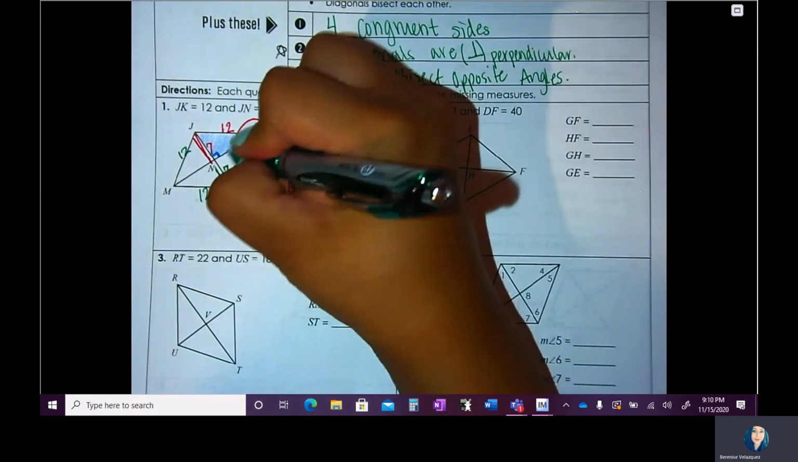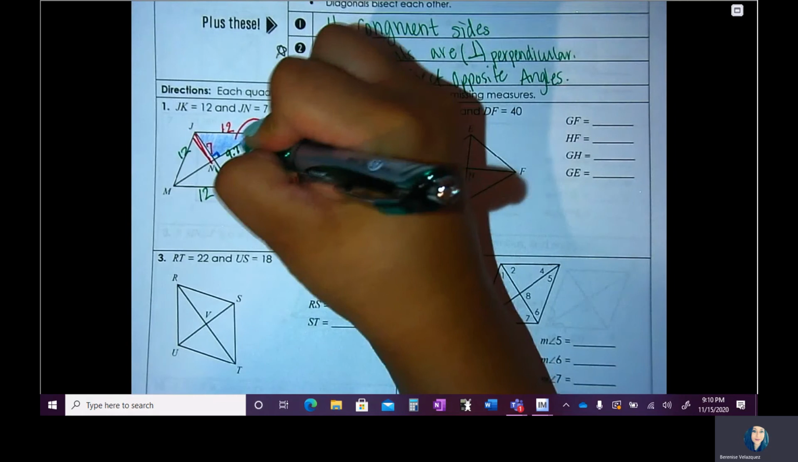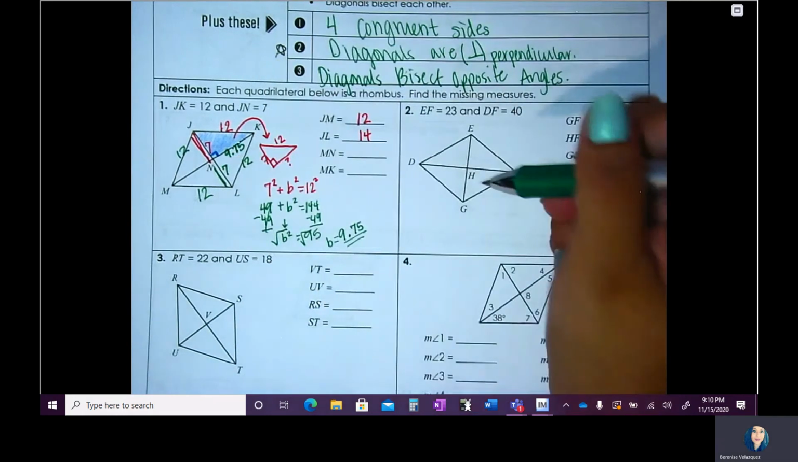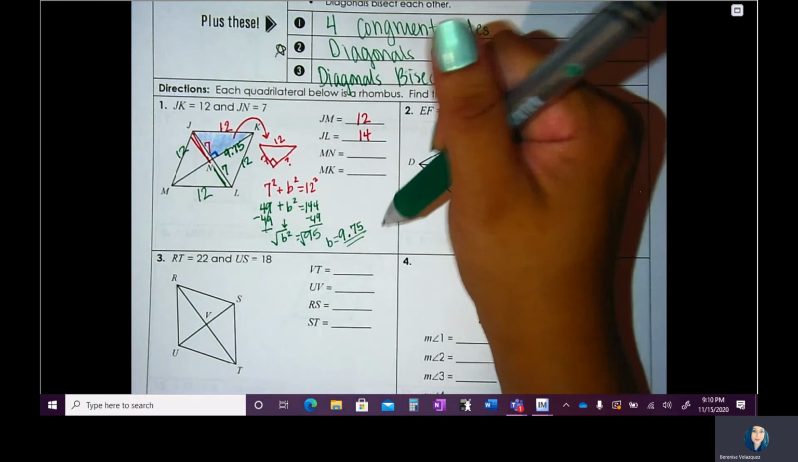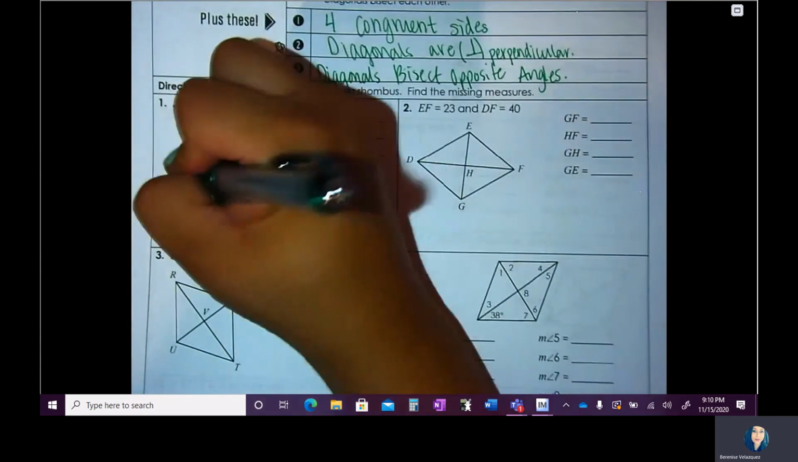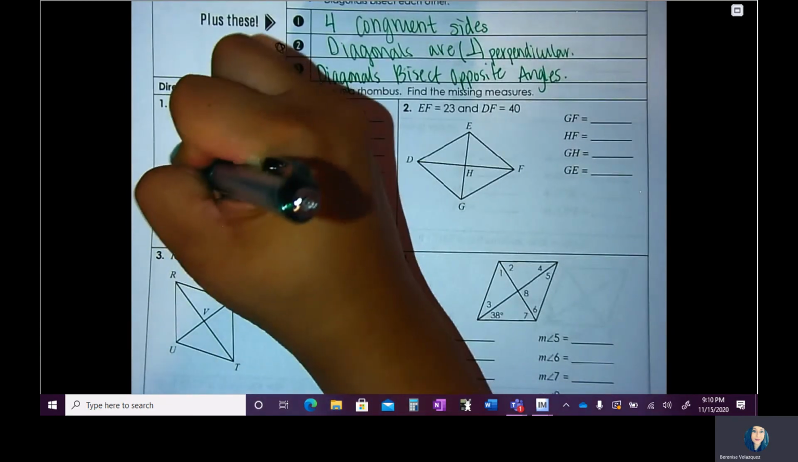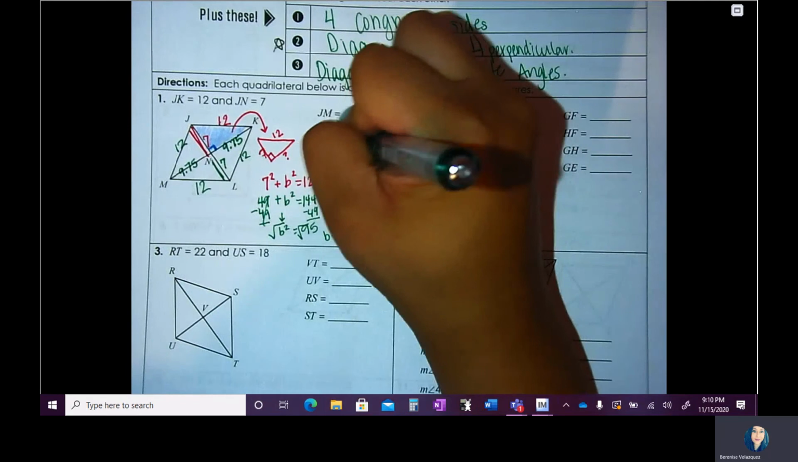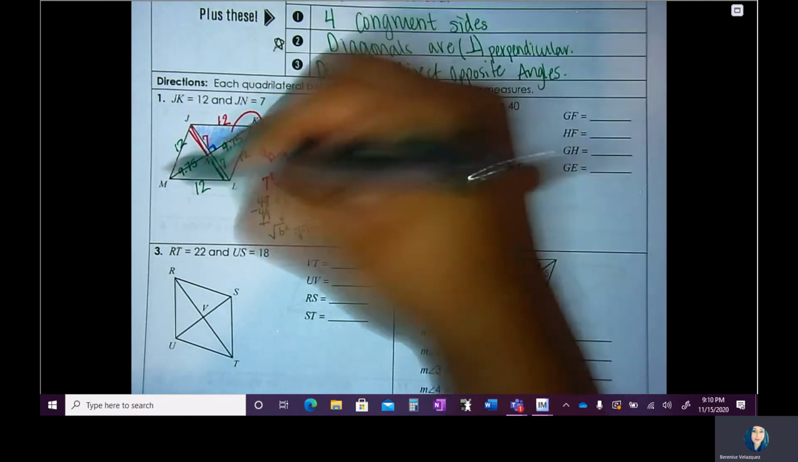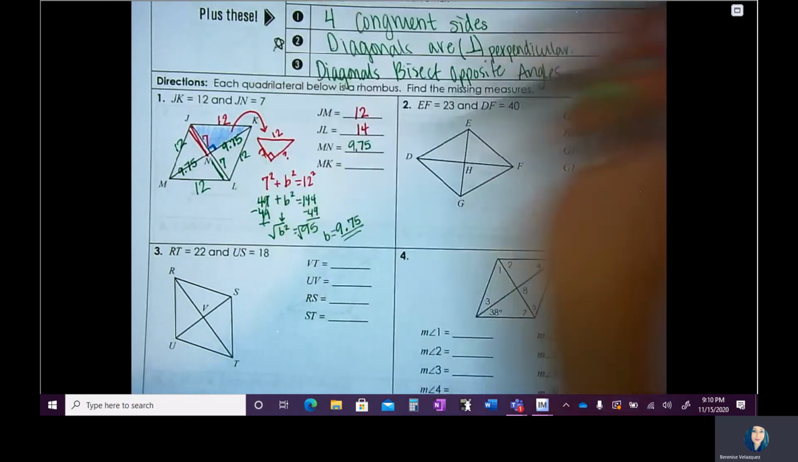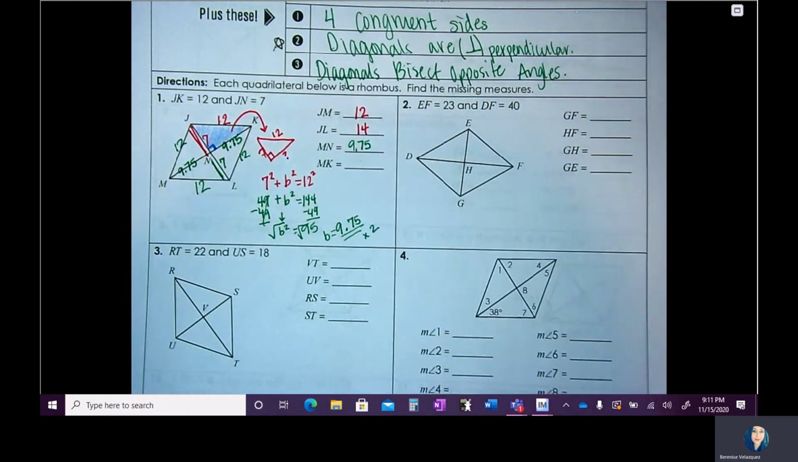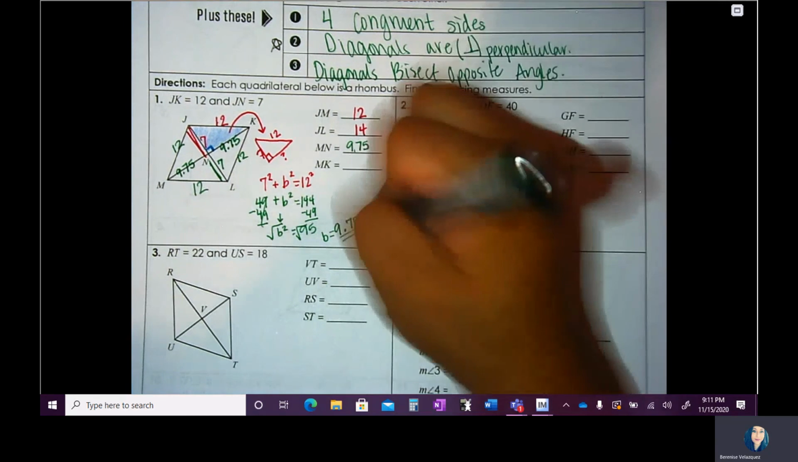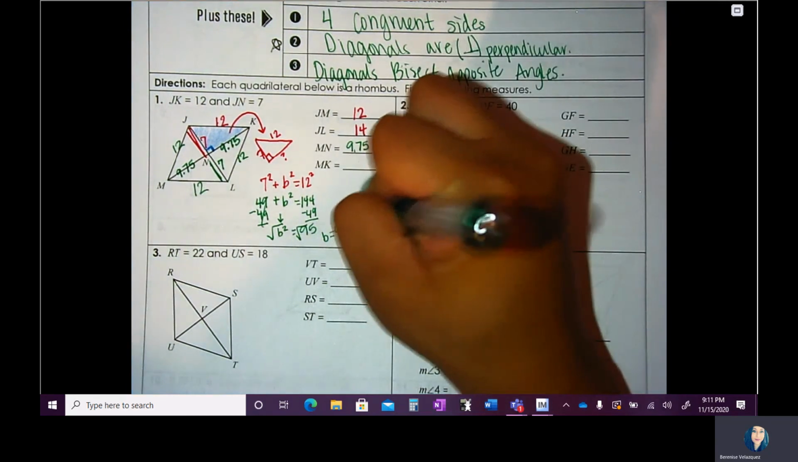So I'm going to write it inside of the picture, and I'm going to put it also, if I need to, in the blanks. This is 9.75. The other side is 9.75. And then MK is the whole thing. So now you have to realize that you have to take this and double it. 9.75 times 2 is going to be 19.5.